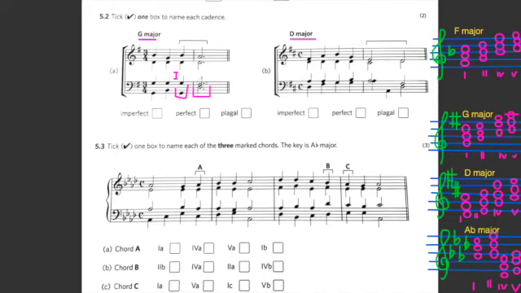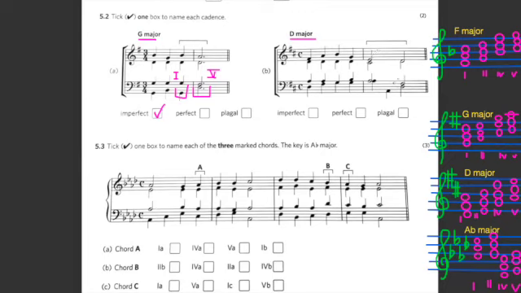And then we have D, F sharp, D, A, that's chord 5 in G major. So that's 1 to 5. And we know that 1 to 5, or anything to 5 really, is an imperfect cadence. So tick that.